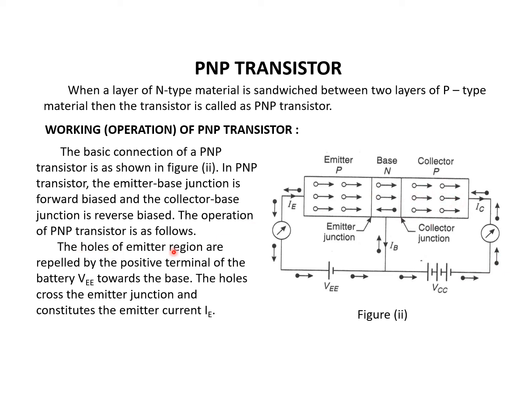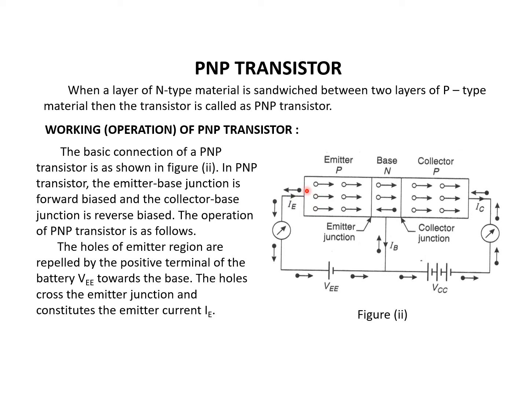Now, the holes of emitter region are repelled by the positive terminal. In P-type semiconductors, holes are the majority charge carriers and electrons are minority charge carriers. So, these majority charge carriers, holes in P region, are repelled by the positive of the battery and move towards the base. The holes cross the emitter junction and constitute emitter current.